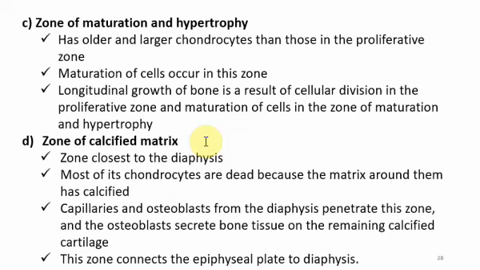At this level, most chondrocytes actually die because, as we move down and the cells mature, there is calcification of the matrix within which they are embedded. As the matrix gets calcified, the cells do not get enough nutrients and oxygen. Therefore, the cells die. So in this region, we mostly find dead chondrocytes.